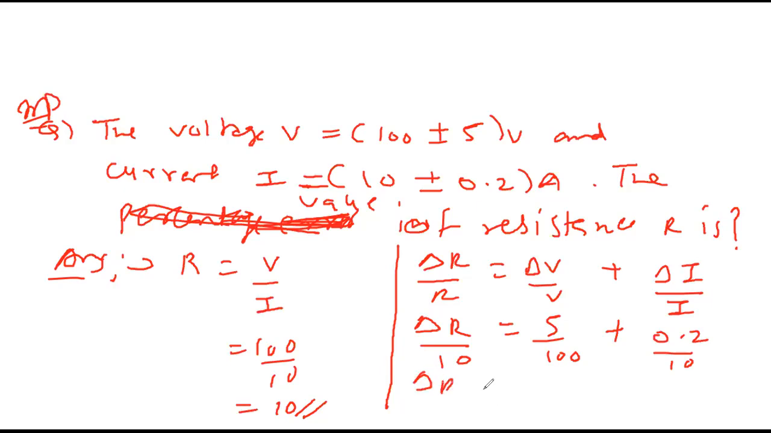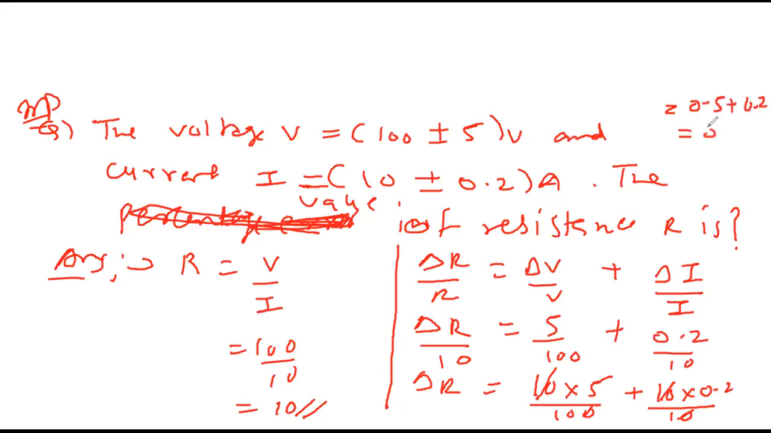So delta R equals to 10 into 5 upon 100 plus 10 into 0.2 upon 10. See, I have just multiplied everywhere 10, 10, 10. So this 0 will get cancelled. Here also 0 will get cancelled. So we get, here I am writing at the top, 0.5 plus 0.2. That means 0.7.